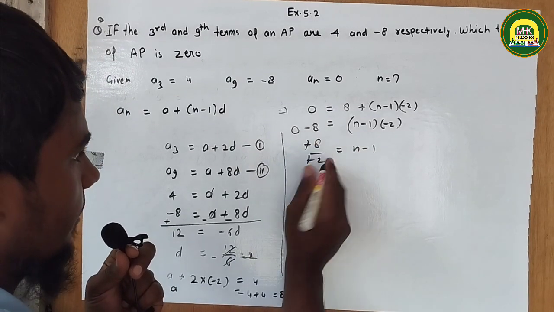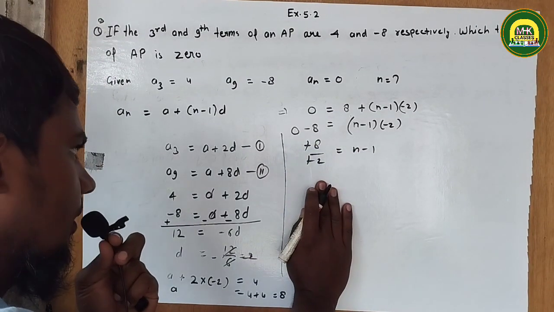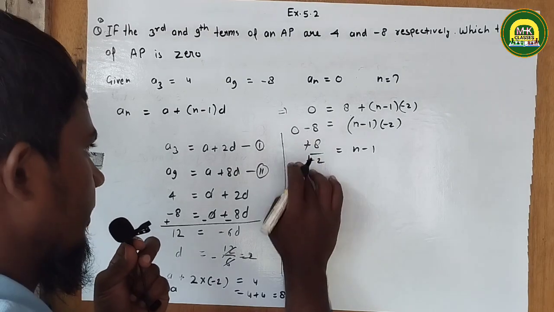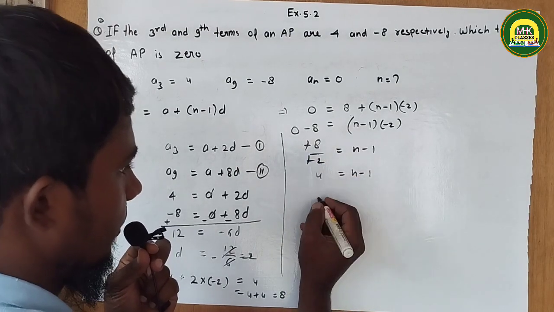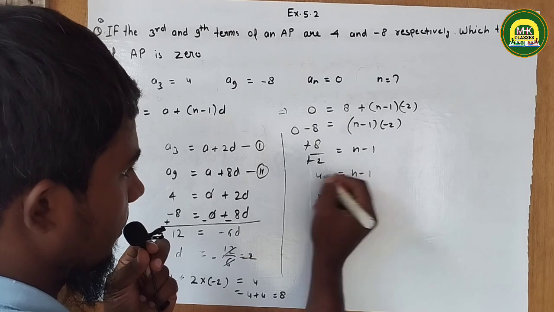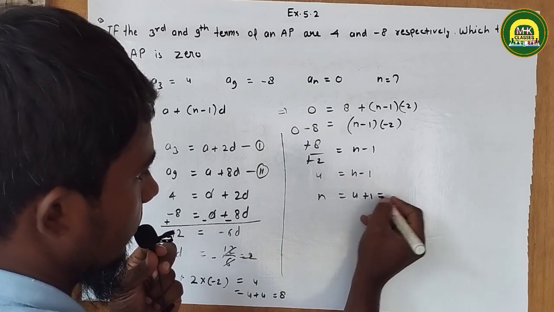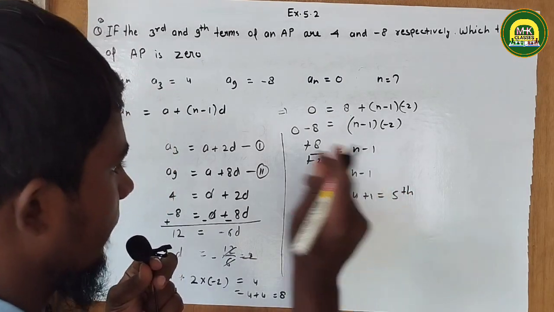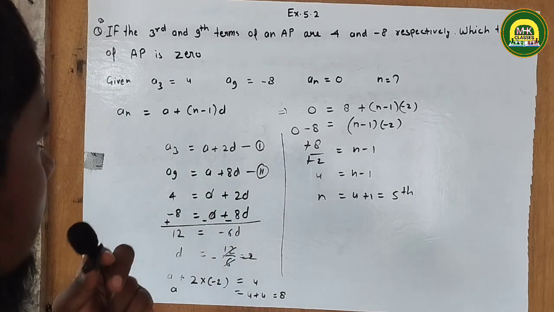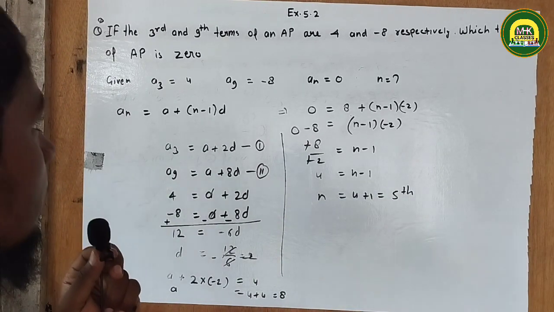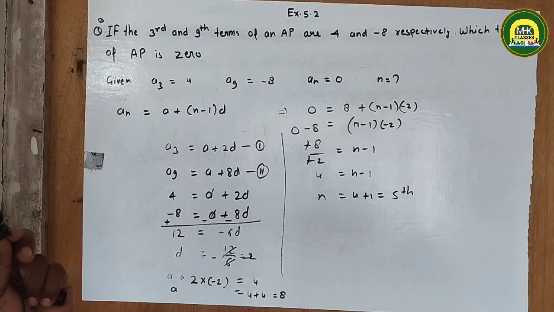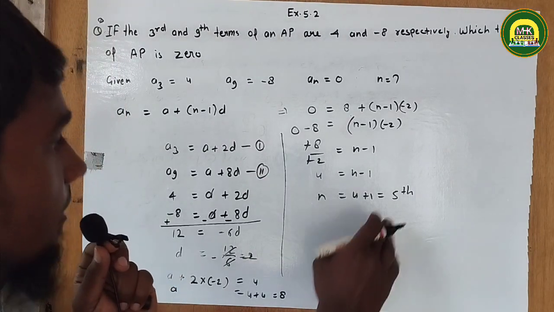Minus minus cancels out because minus 8 and minus 2 are both minus. So 4 is equal to n minus 1. Then n is equal to 4 plus 1, which is equal to 5. So we have got the value: the term that is 0 is the 5th term. In the given AP, 0 is the 5th term of the AP.